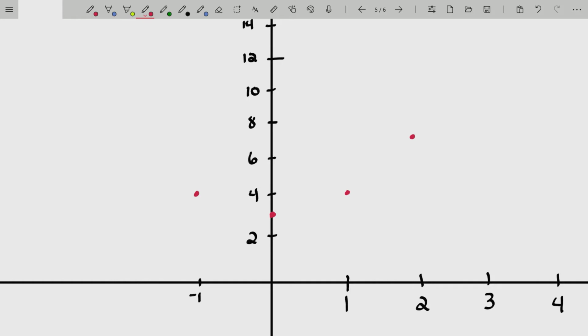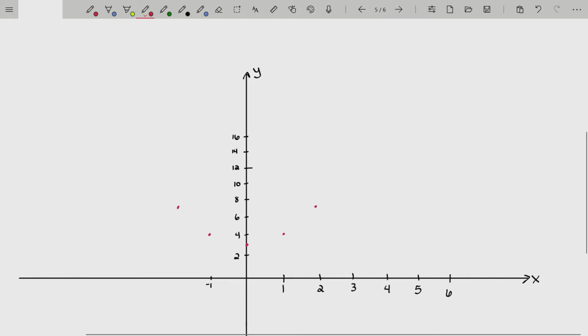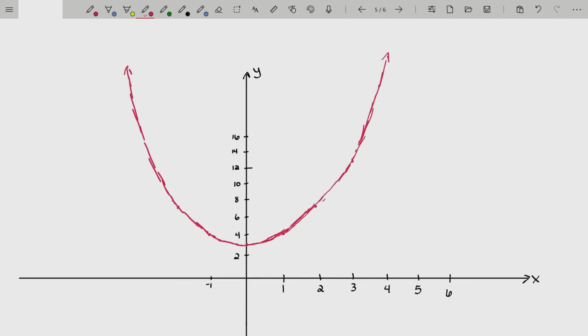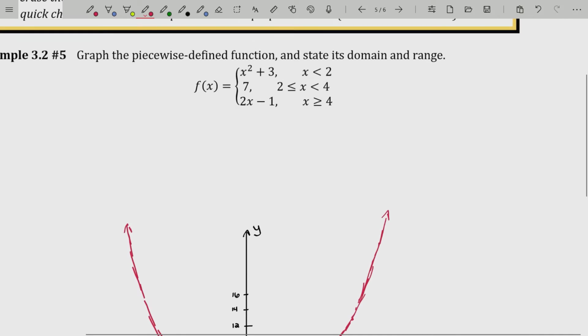Something you should note here is normally you would not point plot to graph a parabola, but when I'm graphing piecewise-defined functions, I find that it often is a little bit better to point plot, just because it helps out with the graphing process. So here I go. I'll go ahead and connect these up. And that is a semi-accurate graph of y equals x squared plus 3.